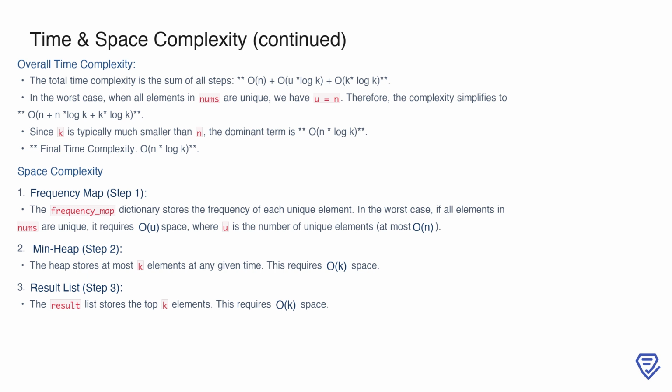Shifting to space complexity, we analyze the memory used in each step. The frequency map requires O(U) space, which is at most O(n) in the worst case. The min heap stores up to k elements, taking O(k) space, and the result list for the top k elements also takes O(k). Therefore, when combining all these components, the total space complexity is O(U) plus O(k), which simplifies to O(n) in the worst case.